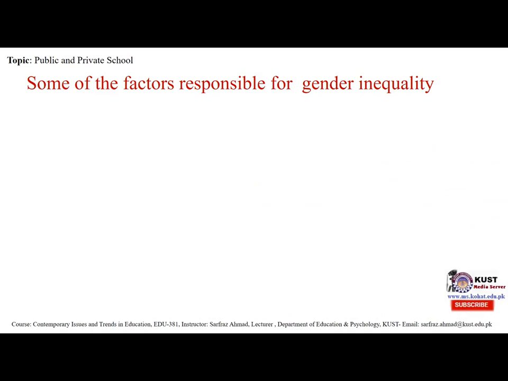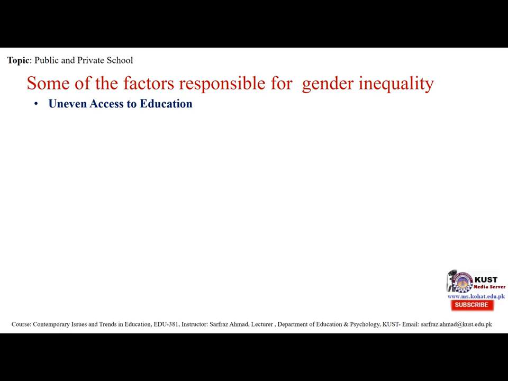Now, there are some factors which are responsible for gender inequality. The first one is uneven access to education. According to the world, women still have less access to education than men. One fourth of the young women between 15 to 24 years of age will not finish primary education. So that group makes up 58% of the people not completing basic education.